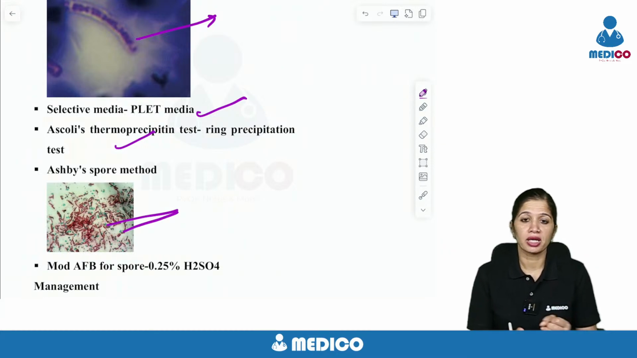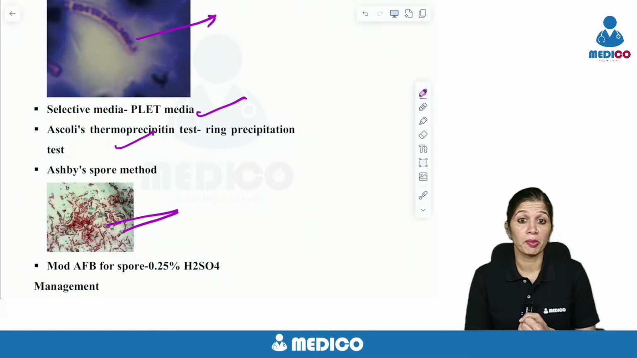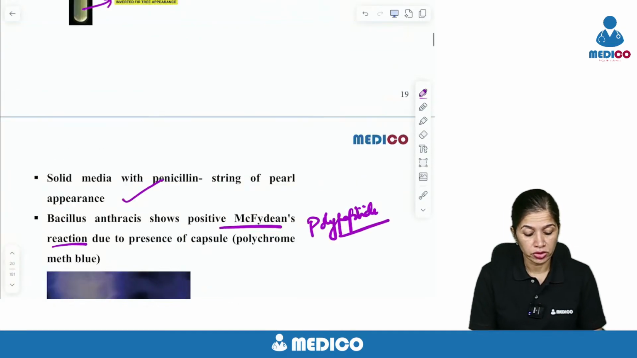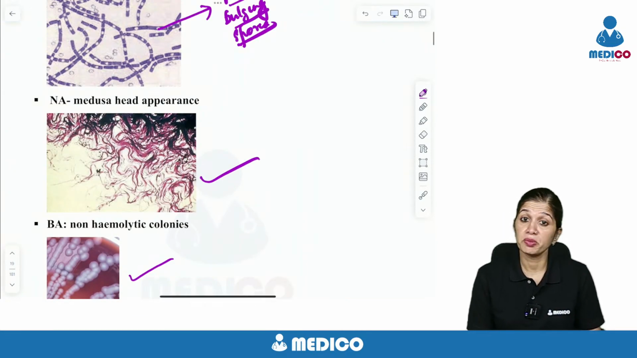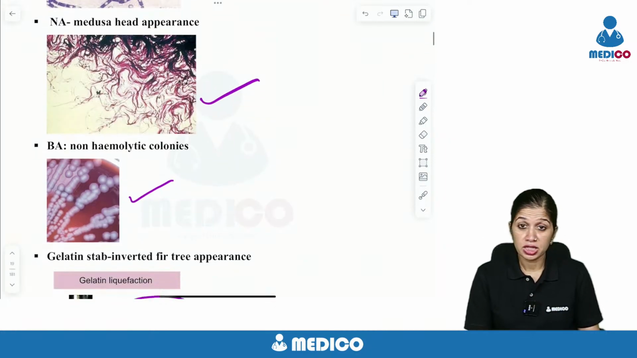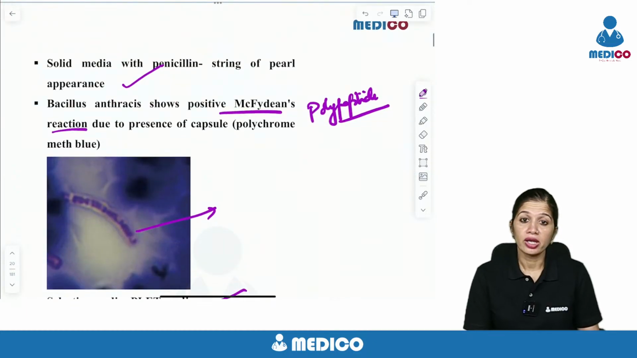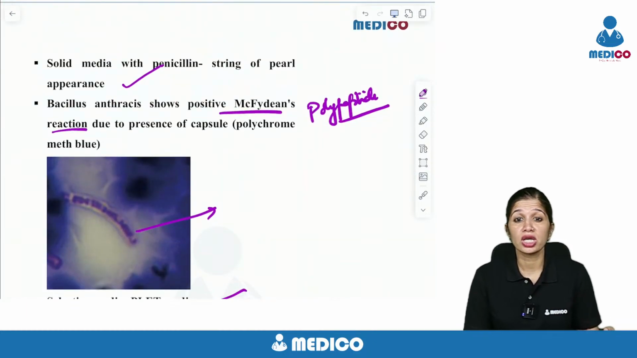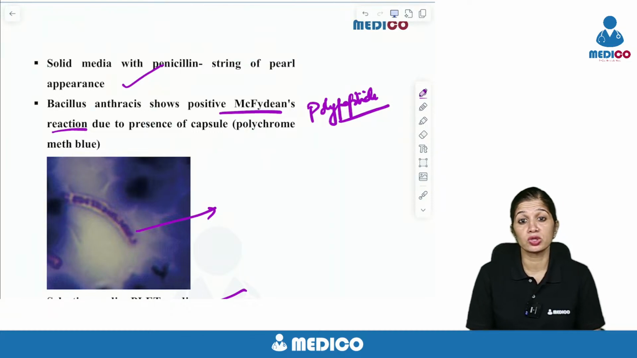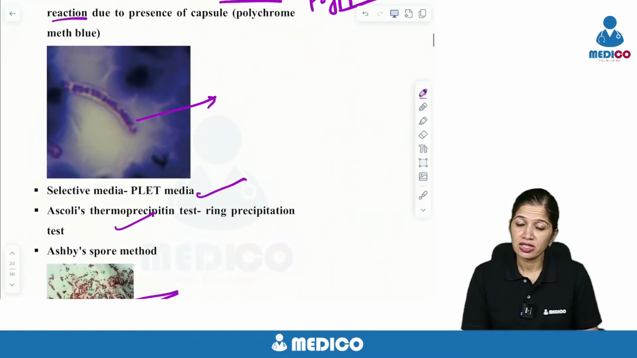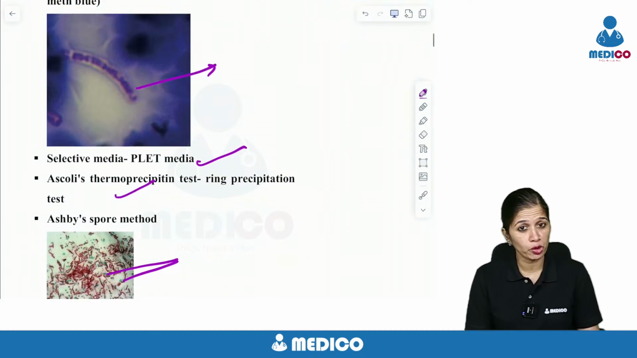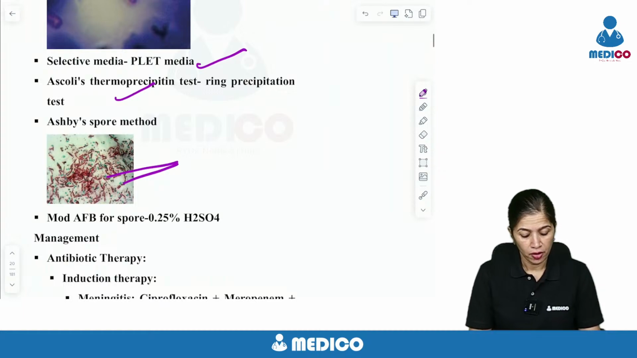Try to go back and recollect what happens on gram stain. You get to see a bamboo stick appearance. Then on nutrient agar, you get a medusa head appearance. On blood agar, it's non-hemolytic. Okay, gelatin stab is inverted fir tree. Then solid media with penicillin, there will be a string of pearls appearance. Positive McFadyean reaction demonstrates the capsule, that is a polypeptide capsule, using polychrome methylene blue. Selective medium is PLET. There's Ascoli's thermoprecipitin test. You can use the Ashby spore method or the modified AFB for the spore.